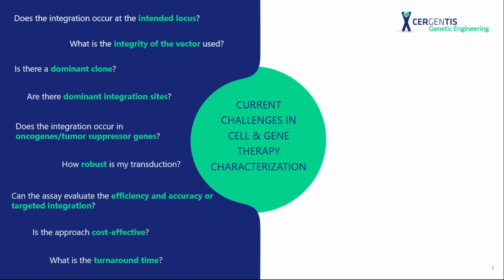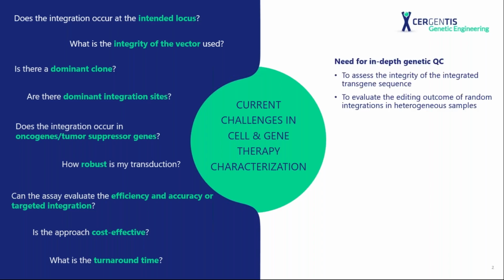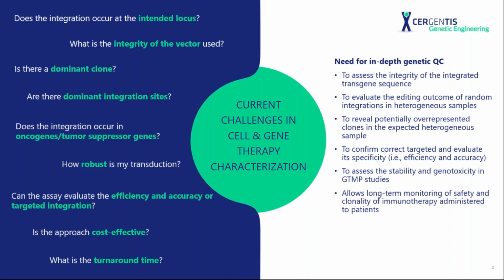But also, more practically speaking, what the efficiency and accuracy of the method for targeted integration was, and perhaps to evaluate and compare different methods, but also what the cost effectiveness and the turnaround times are of the different methods currently being used. In general, there's a need for in-depth genetic quality control. As you can see, there are many different reasons for quality control in cell and gene therapy at the moment.